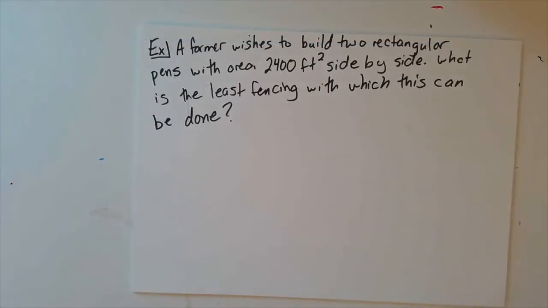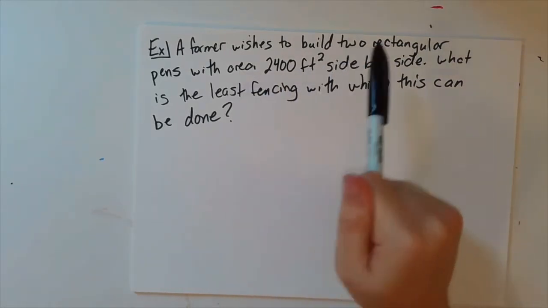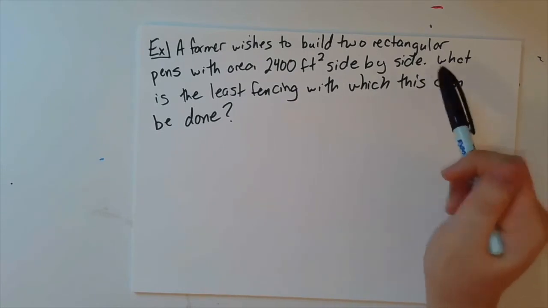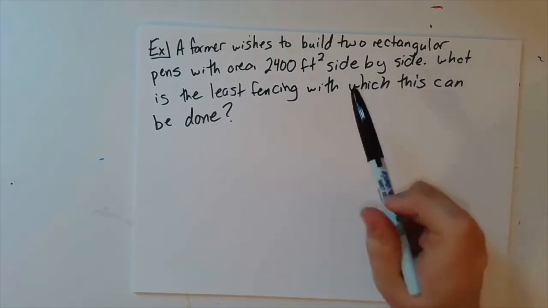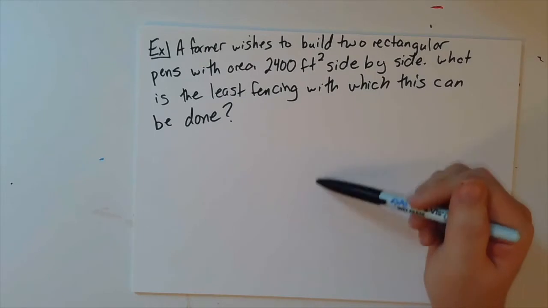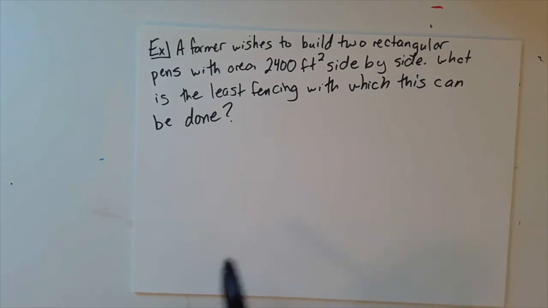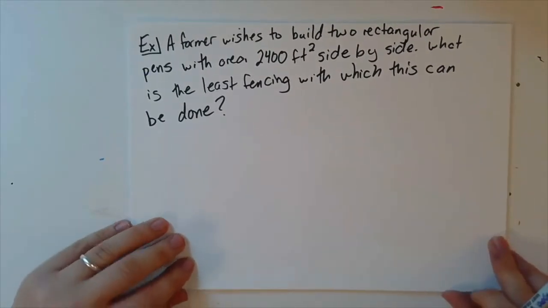Okay, so now we're going to do another variation on this fence building question. It's going to be different in a couple ways. Now we have a farmer wishing to build 2 rectangular pens, and each of those pens has to have area 2,400 feet squared. But the farmer is going to save money by building those pens side by side. In other words, one of the side lengths between the 2 rectangular pens is going to overlap. And then the question is, what's the least amount of fencing with which she can do that?